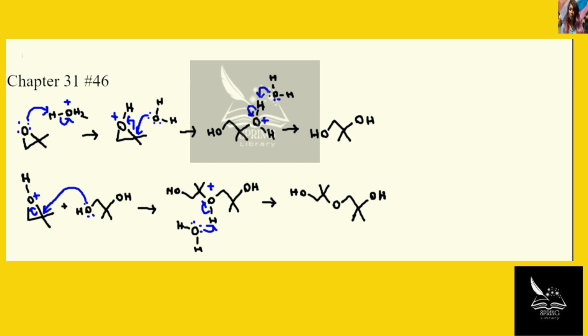Again, the regioselectivity is due, as we should have learned in an earlier chapter, to the fact that under acidic conditions, nucleophilic attack on an epoxide is going to occur at the more substituted carbon. And so that's the answer to chapter 31, problem number 46.